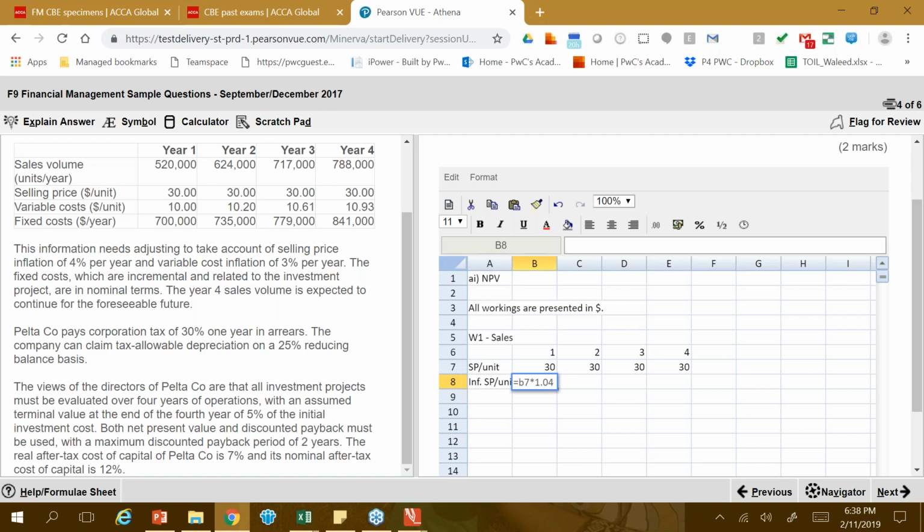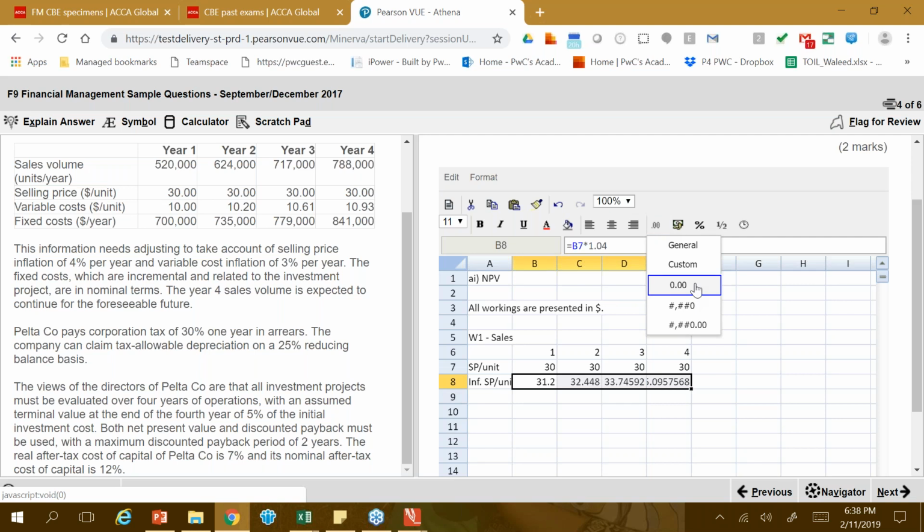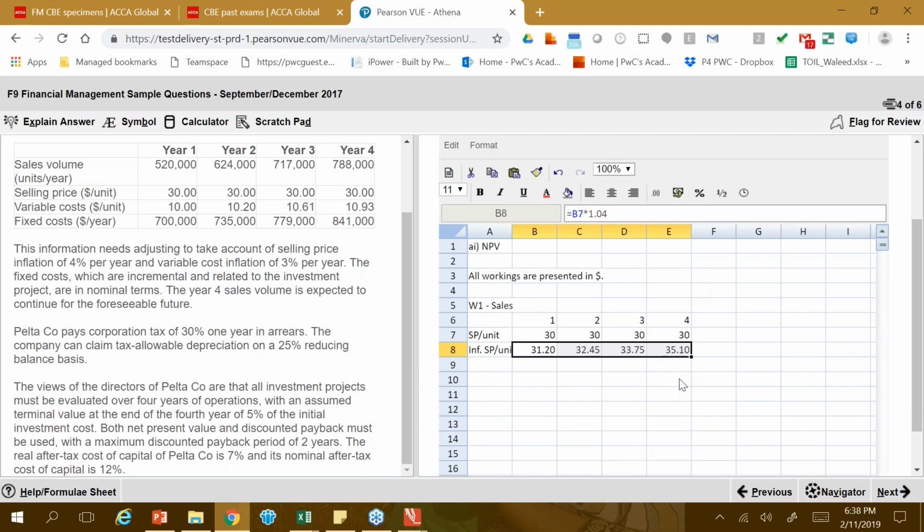4% inflation. And because the selling price is constant for 4 years, what I can do is take the last year's inflated selling price, which is B8, and simply add the 4% again on this. Then I'll take the C8 and multiply by 1.04 again. And then I'll take the D8 and multiply by 1.04 again. So here is my inflated selling price per unit. The inflated selling price per unit is coming out to be these figures here.